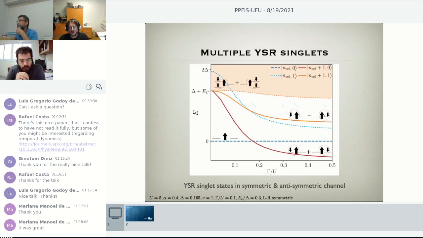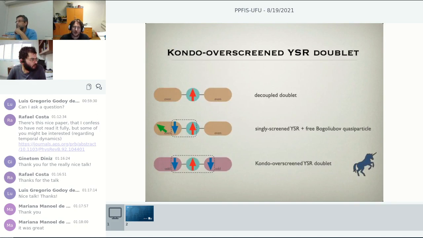And also the interpretation is quite clear. So this is the bound Bogoliubov state, which is either in the antisymmetric or the symmetric superposition of being on one or the other side of the system. So this is what concerns the singlets, and the perhaps even more interesting thing is what is the fate of the doublet states, and do we have a Kondo overscreened doublet?